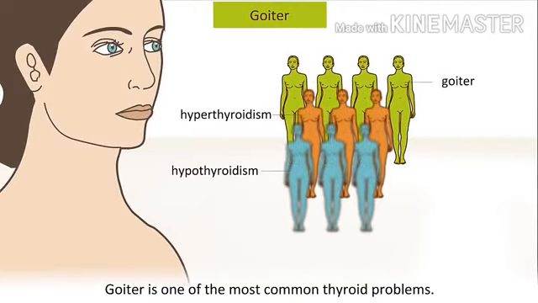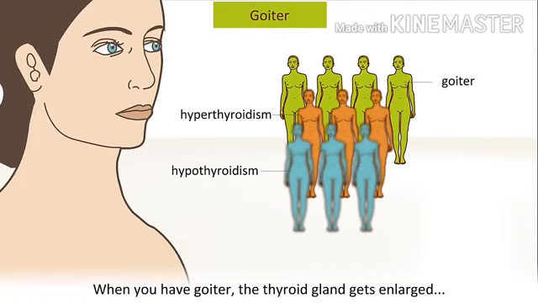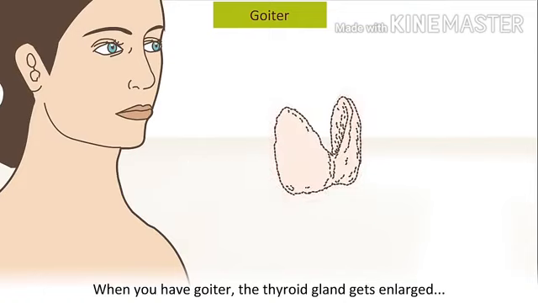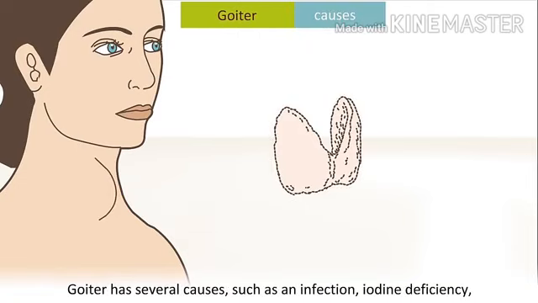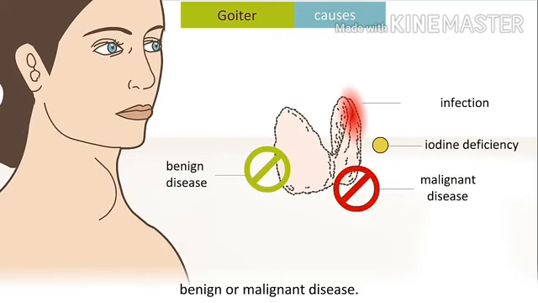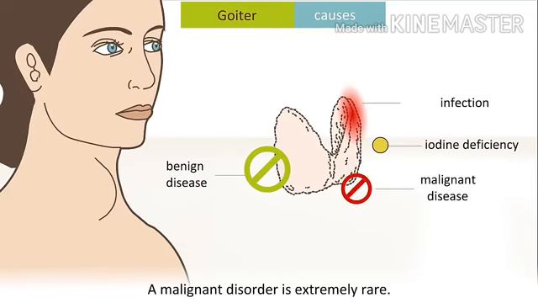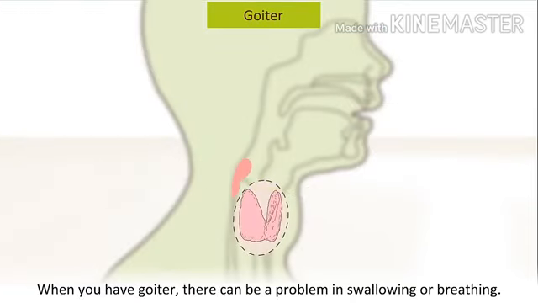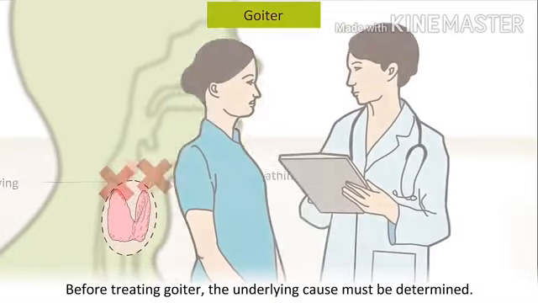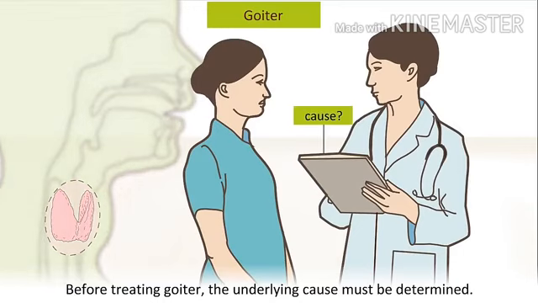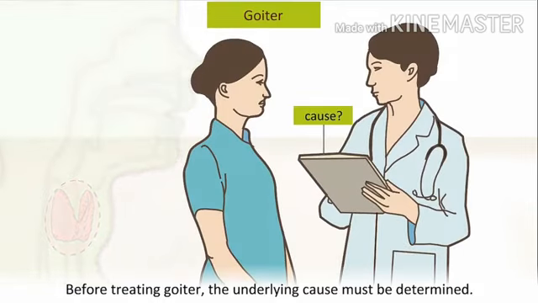In some cases, the thyroid might be enlarged. Goiter is one of the most common thyroid problems. When you have goiter, the thyroid gland gets enlarged and there is visible swelling in the neck. Goiter has several causes such as an infection, iodine deficiency, benign or malignant disease. A malignant disorder is extremely rare. When you have goiter, there can be a problem in swallowing or even breathing. Before treating goiter, the underlying cause must be determined.